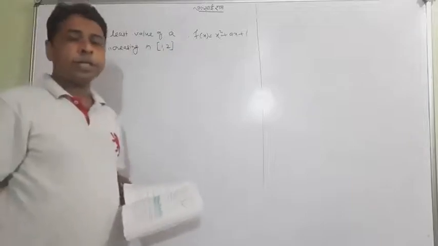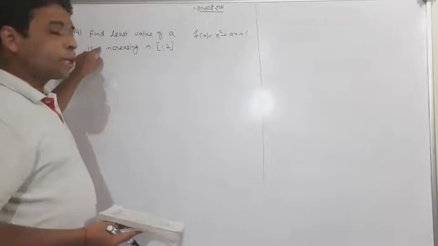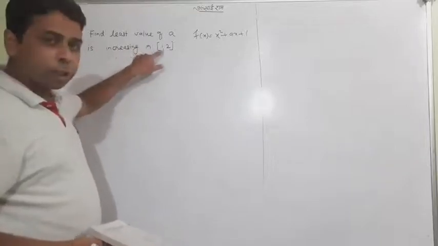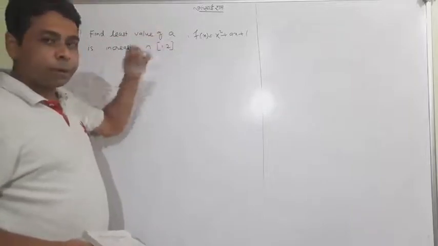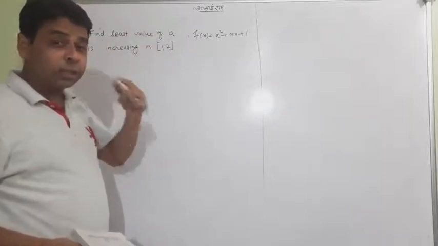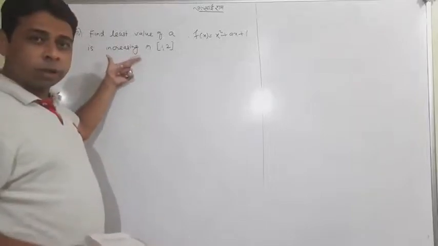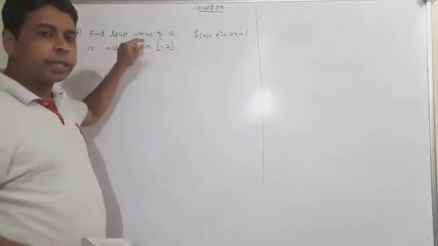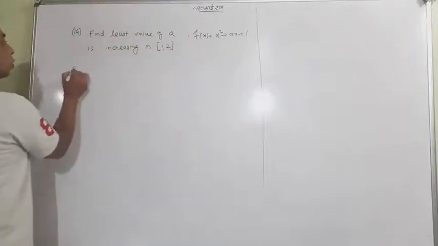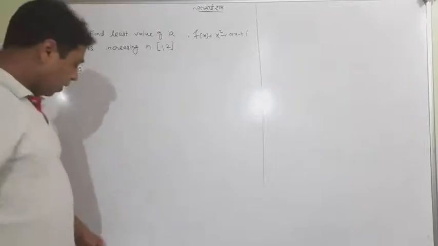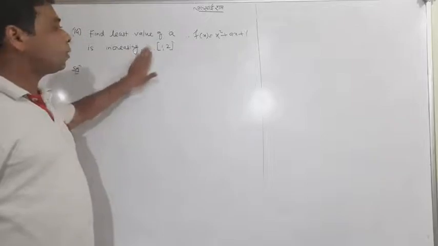I made a few changes here. As you can see in the book, it was written "strictly increasing" and an open interval, but then we cannot find the least value of a. So I made a small change: increasing and closed interval [1, 2]. So this is the correct question. What does the question say? We have to find the least value of a for which the function is increasing in [1, 2].